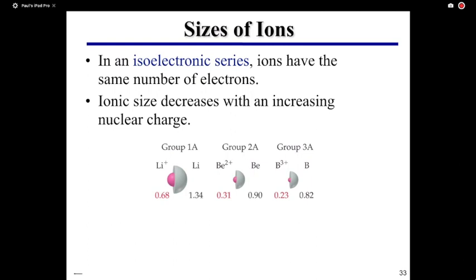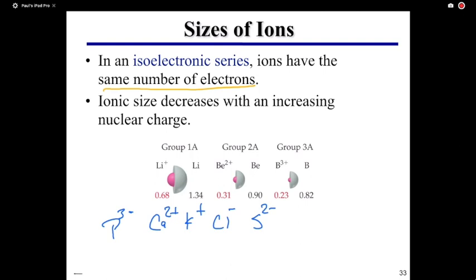All right, an isoelectronic series. This you have to understand. It has the same number of electrons. Any group of elements that have the same number of electrons are isoelectronic. I will give you an example. Phosphorus 3 minus, calcium 2 plus, potassium plus, chloride minus 1, sulfur minus 2.